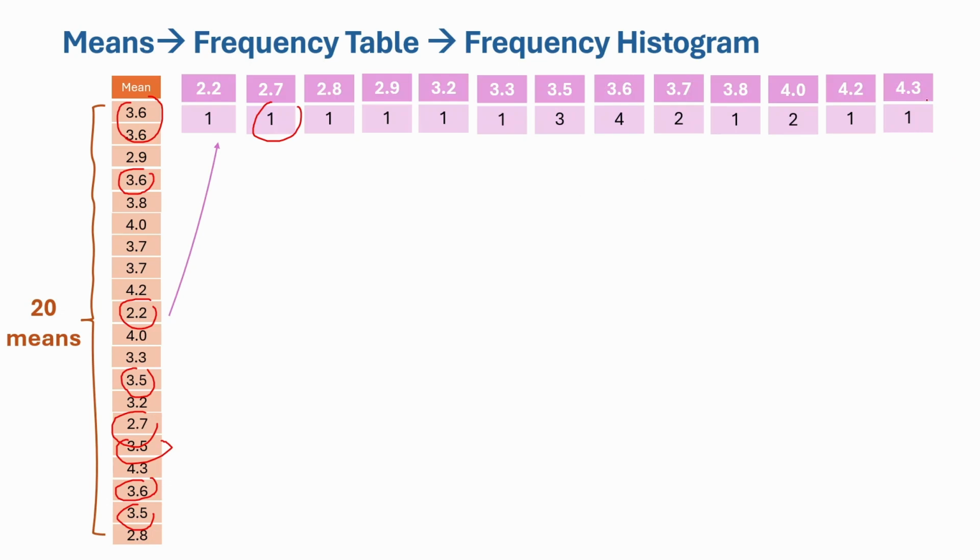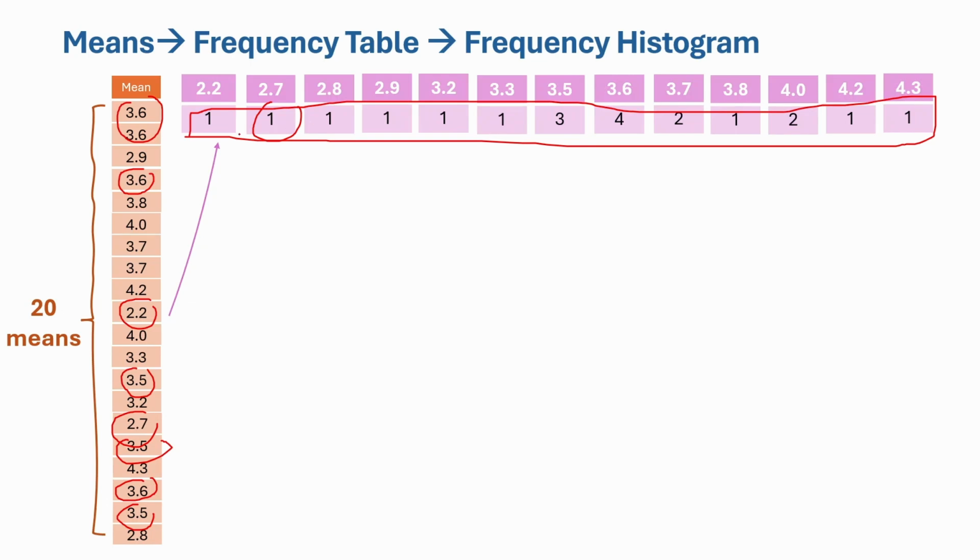The largest number is 4.3, I think. And you can sum this frequency up. The basic idea is that we are summing up the frequencies. The sum is 20. We have 20.